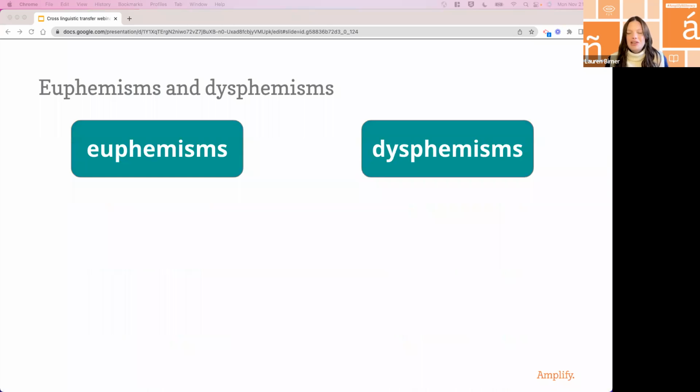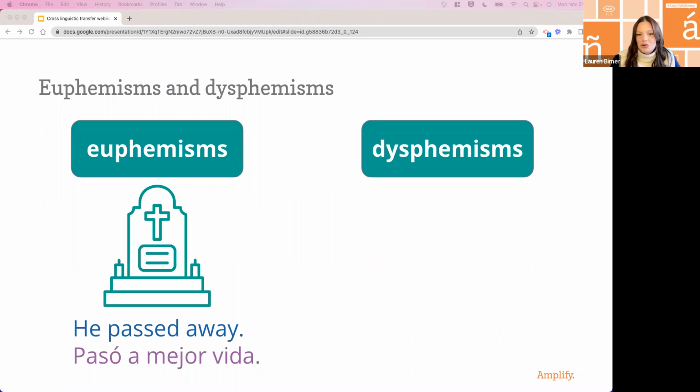Okay, the next piece is one of the ones that I find the most interesting. English and Spanish both have euphemisms, or a more pleasant way to describe or explain a difficult subject. And we also have dysphemisms, which is a more disparaging way to describe something that might confuse language learners as well. So both English and Spanish use euphemisms to say that someone died. In English, we would say he passed away, or in Spanish, pasó a mejor vida, which is passed to a better life, right, if we directly translate that.